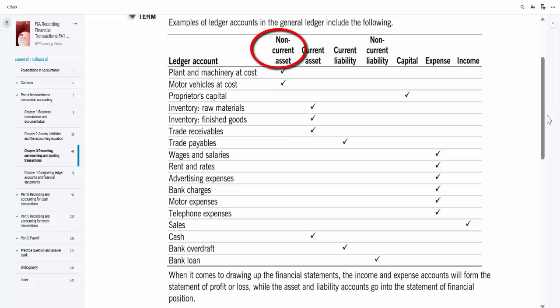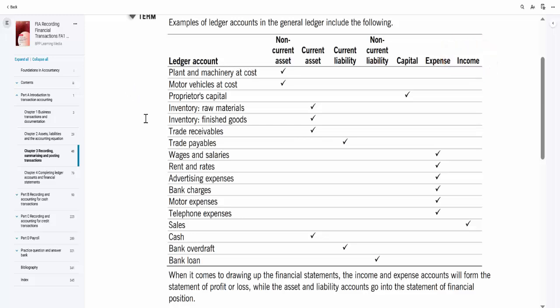Non-current assets: long-term assets like machinery and motor vehicles. Current assets: short-term assets like cash and inventory that are expected to be used or converted into cash within a year. Current liabilities: short-term obligations like accounts payable or overdrafts. Non-current liabilities: long-term obligations like loans that won't be fully paid within the year. Capital: the owner's investment in the business. Expenses: costs the business incurs to operate, like wages, rent, or advertising. Income: money the business earns from its activities, such as sales revenue.